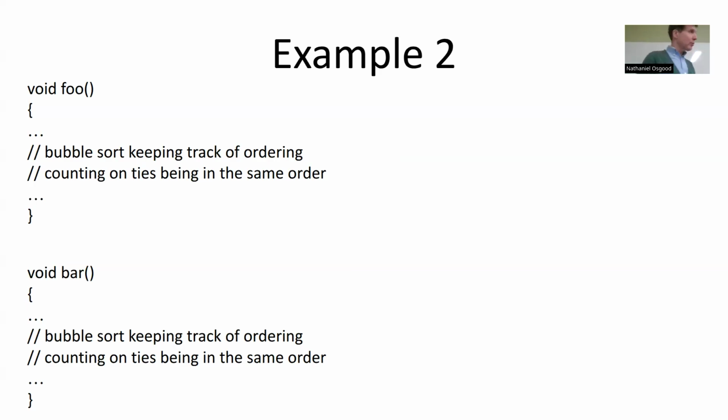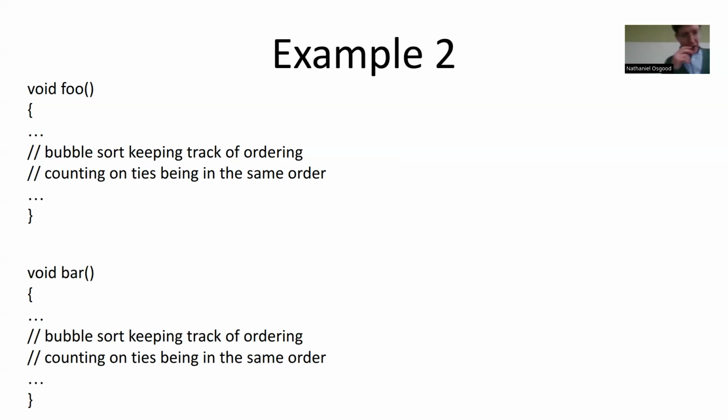So for this, I'm going to show a different example. But it's going to be similarly sort of austere to communicate the essentials. Okay, so we have two pieces of code where in both cases, we're doing bubble sorting to keep track of sorting some piece of information.